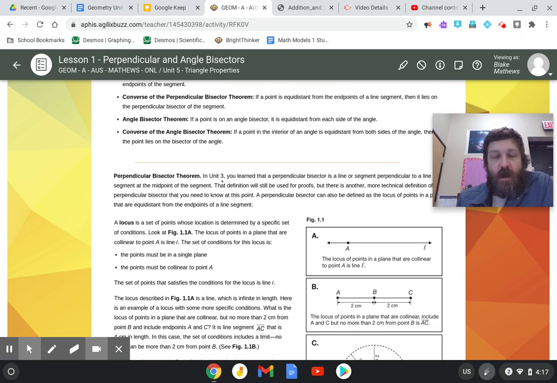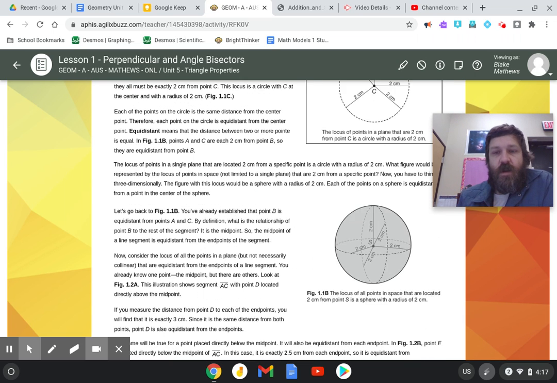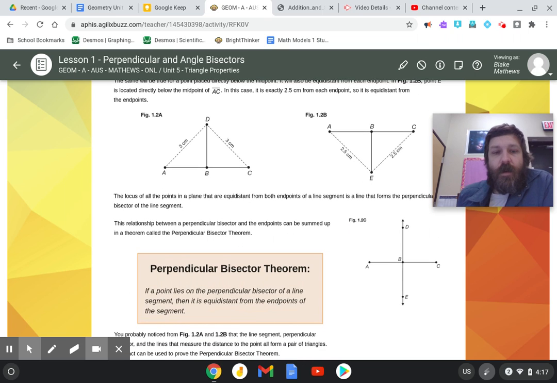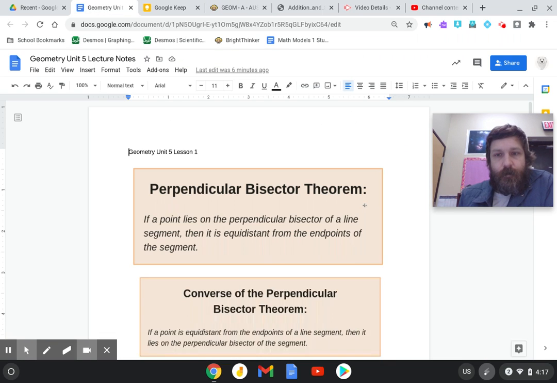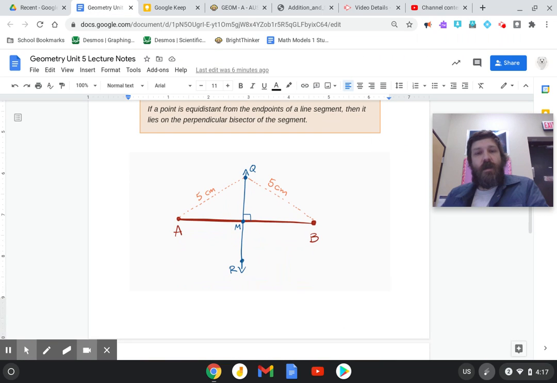parts. We actually talked about what a perpendicular bisector was in the previous unit, but here just remember a perpendicular bisector is a line or line segment that's cutting another line segment into two equal parts. So it's a bisector, but it's also perpendicular. Visually here, QR would be a perpendicular bisector of AB. So this blue line cuts AB in half.